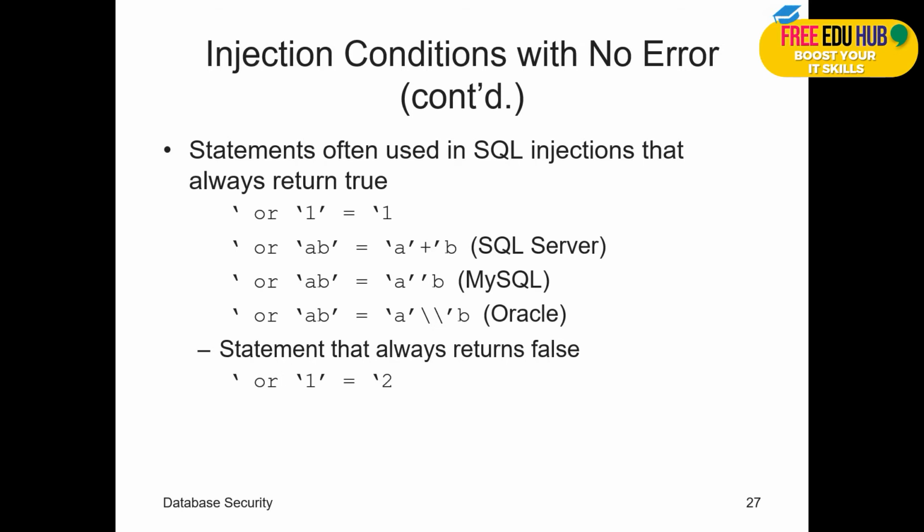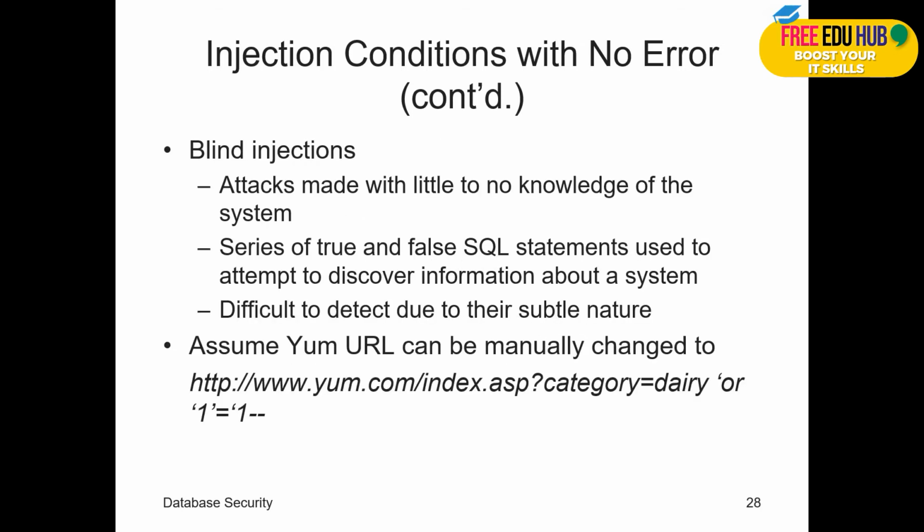You know 1 is not equal to 2, so that would always be false. Now, blind injections are attacks made with little to no knowledge of the system. A series of true and false SQL statements is used to attempt to discover information about the system, which is difficult to detect due to their subtle nature.